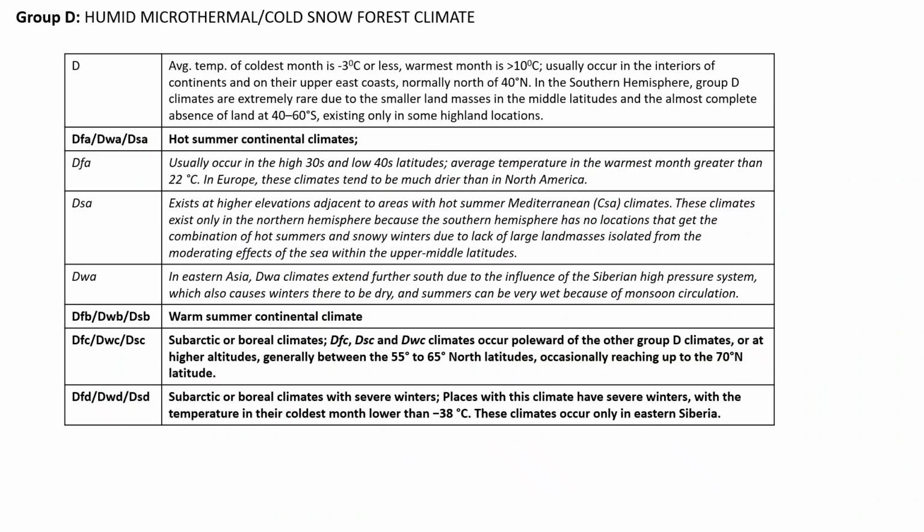The group D consists of humid microthermal cold snow forest climate. It means that it is at a further higher latitude than group C. Here, the average temperature of the coldest month is -3 degrees Celsius or less, while the warmest month is more than 10 degrees Celsius. It usually occurs in the interior of continents and on their upper east coast, normally north of 40° north. In the southern hemisphere, and this is a very important point, group D climates are extremely rare due to the smaller land masses.